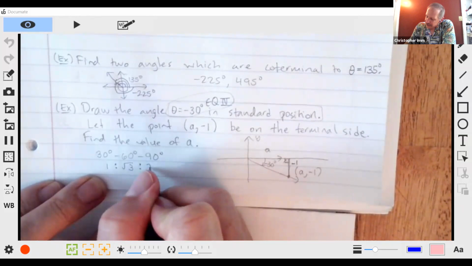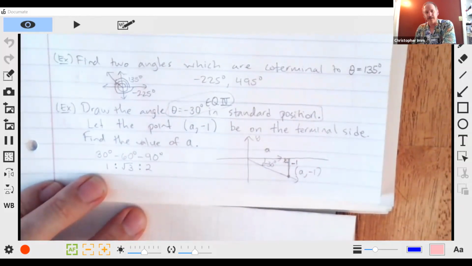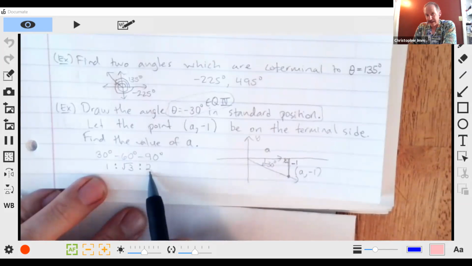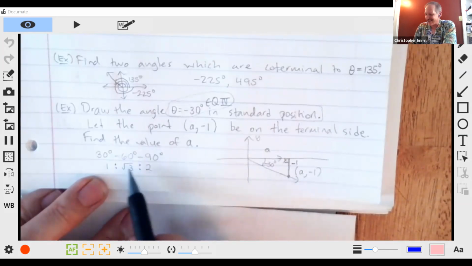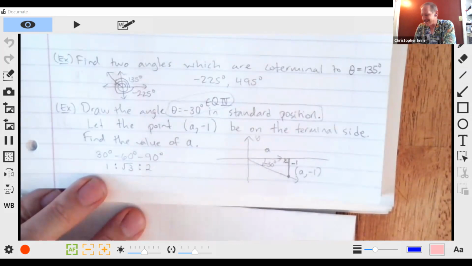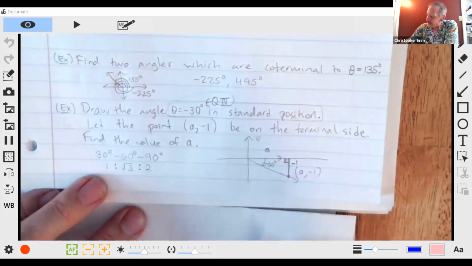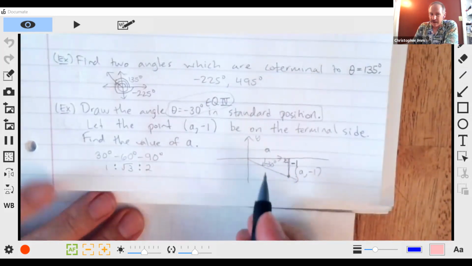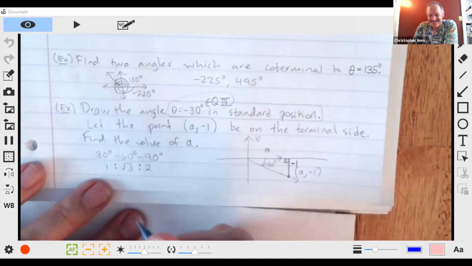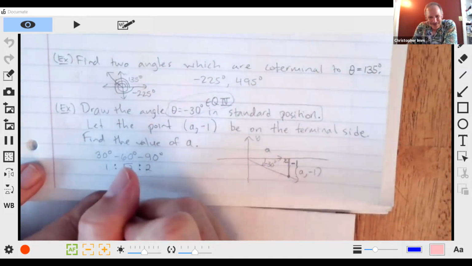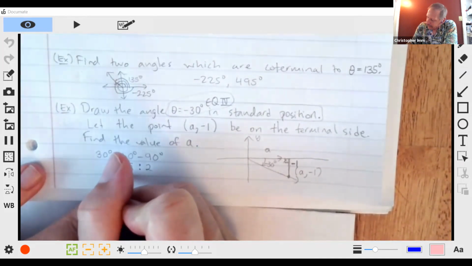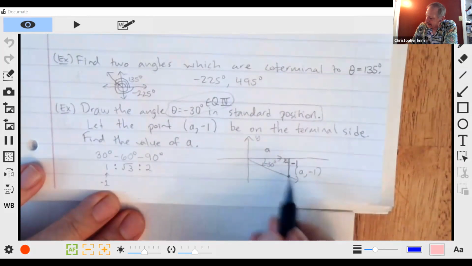So when we have a 30, 60, 90 triangle, the longest side, the hypotenuse, is always going to be twice as big as the shortest side, and that middle side is going to be √3 times whatever the shortest side is. Okay, so we do have one side of this triangle. It's across from the 30-degree angle, so it's actually 1. This one might be a little easy. So I'm going to put 1 here that goes with the 30.